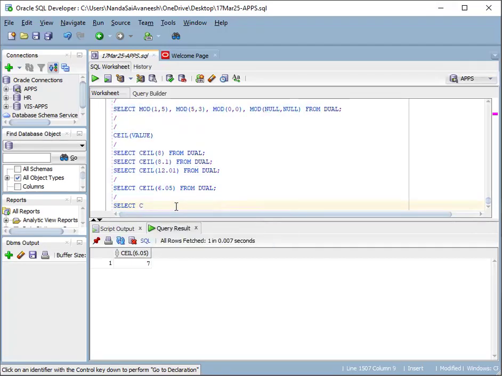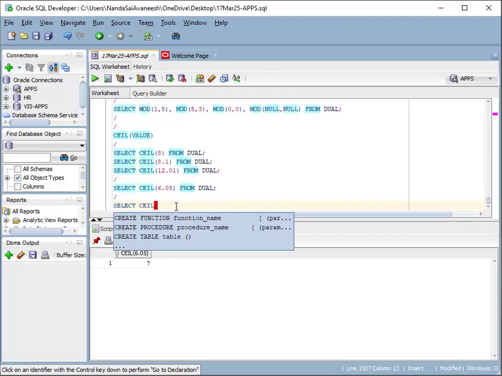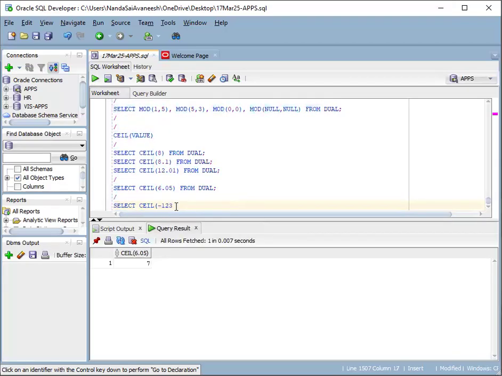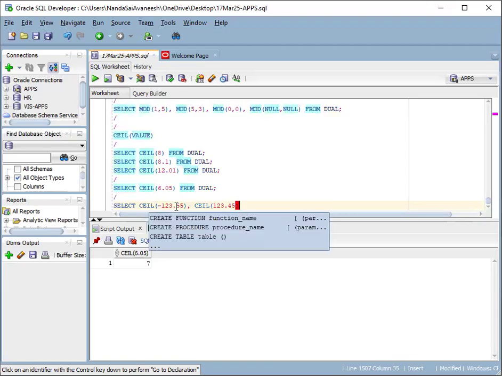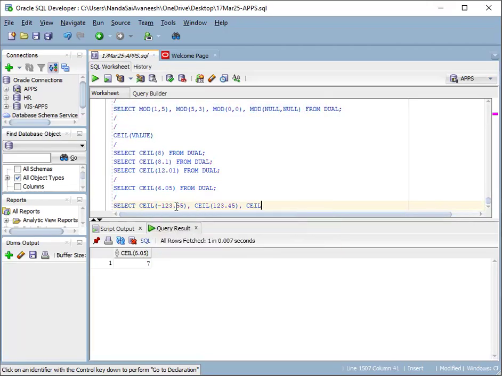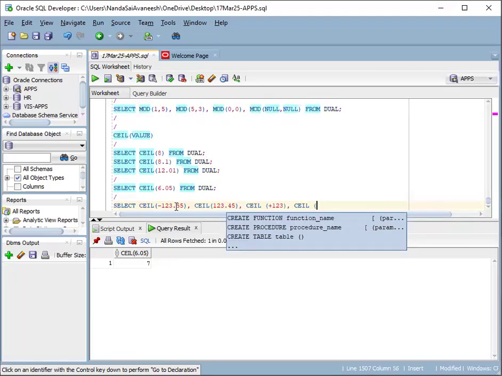Select the CEIL of minus 123.55, comma CEIL of 123.45, comma CEIL of plus 123, comma CEIL of 123.